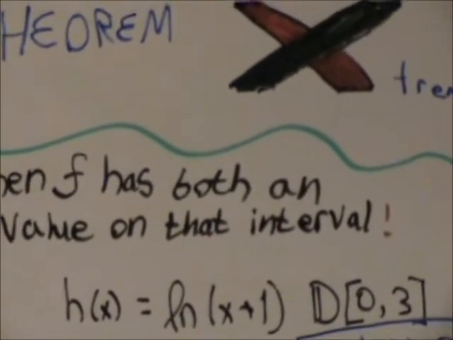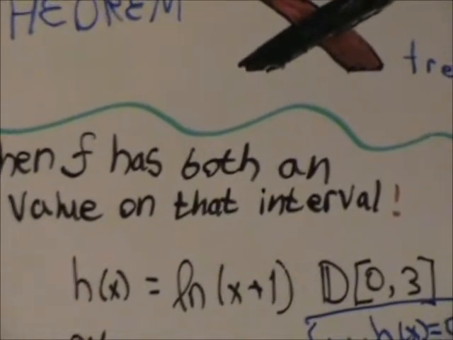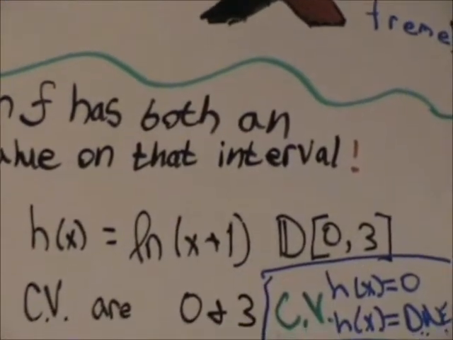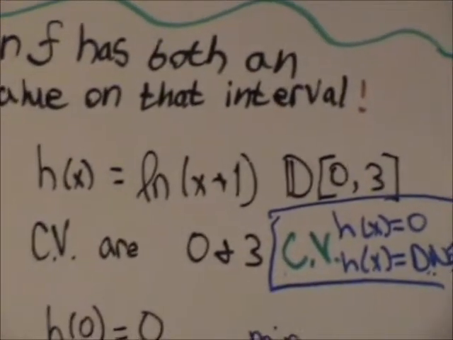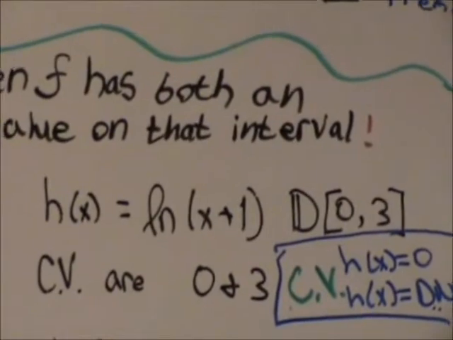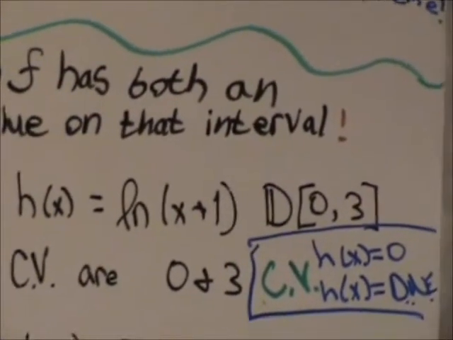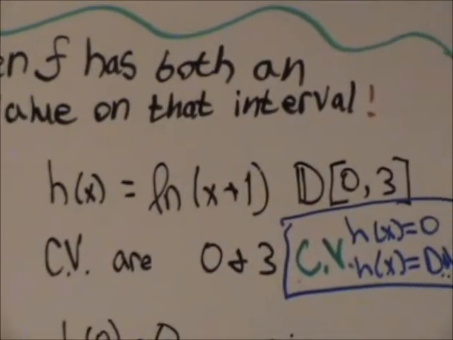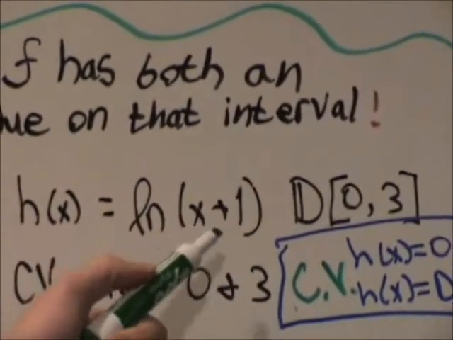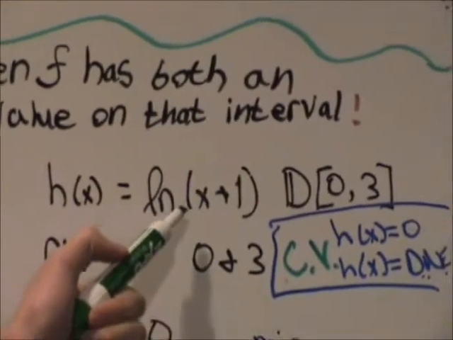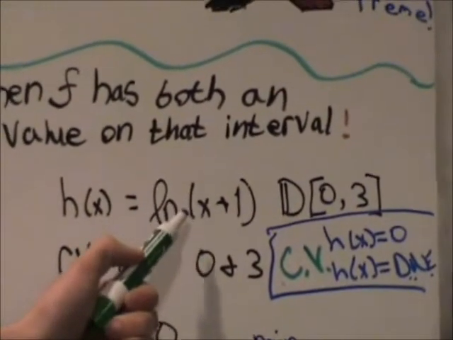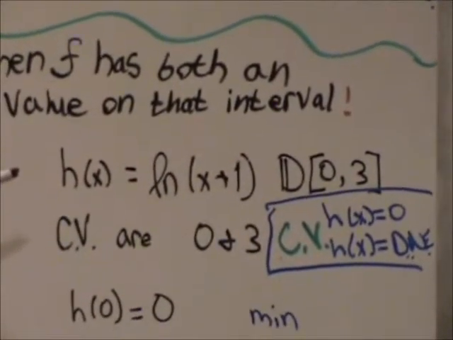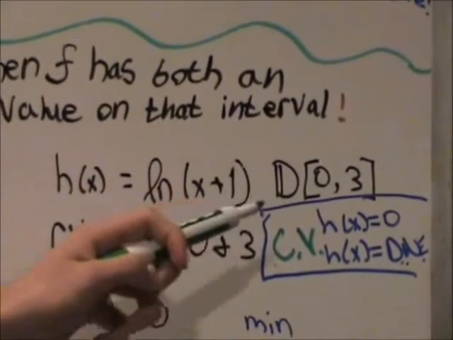It's on the closed interval 0 to 3. Now, we can guarantee that it follows this interval because the natural log of anything positive and not 0 is going to be continuous and exist. So we know that because the domain is 0 to 3, if we plug it in, it's the natural log of numbers on the closed interval 1 to 4. So we guarantee it's continuous, and we know it's a closed interval because it's given in the domain.